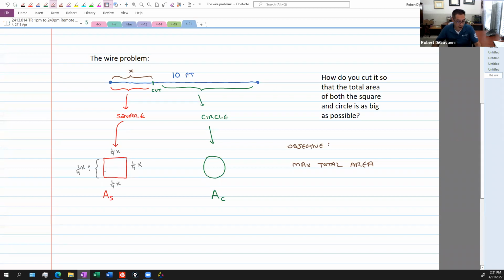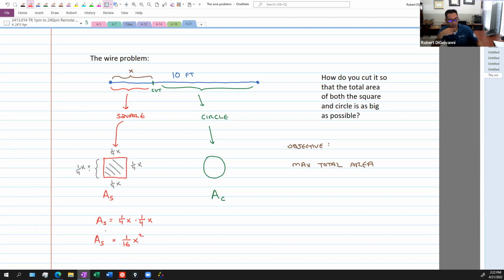So the area of it is just two of the sides multiplied together. So the area of this square should be 1/4 X times 1/4 X, which would give you 1/16 X squared. That's the area of the square. Yeah?